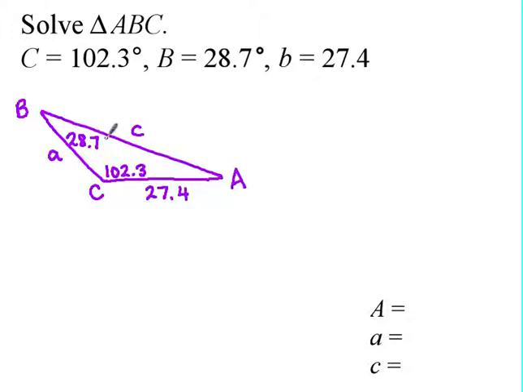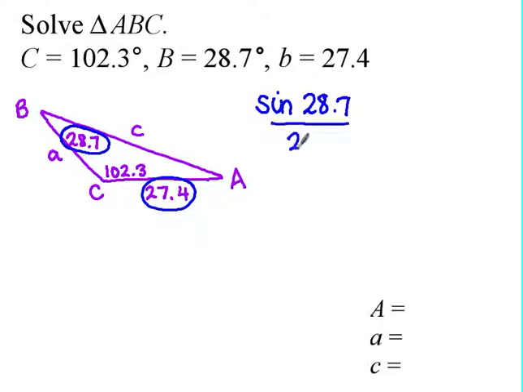Okay. I know angle B, and I know side B. That's an angle-side combination, right? Okay, that's a pair that I know. So I'm going to start by writing the sine of 28.7 divided by 27.4. That is an angle-side combination that I know. Now, what I need to do is find what side.